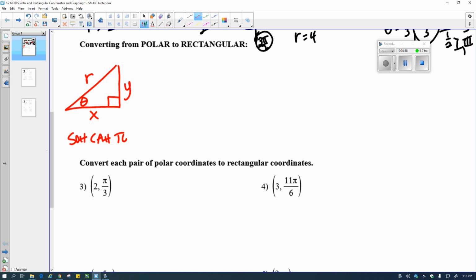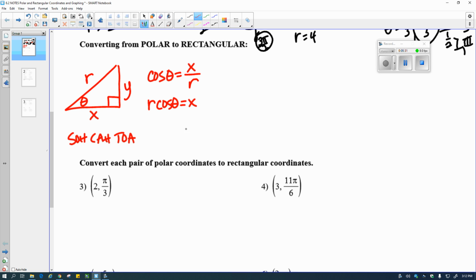And what I want to do is set up some equations that include x and r and theta, and y and r and theta. And so to include x with r and theta, I would have to do the cosine of theta equals the adjacent over the hypotenuse. And if I solve for x, because that's what I want to find, I get r cosine theta equals x. And that's going to be the formula that we use to find our x coordinate.